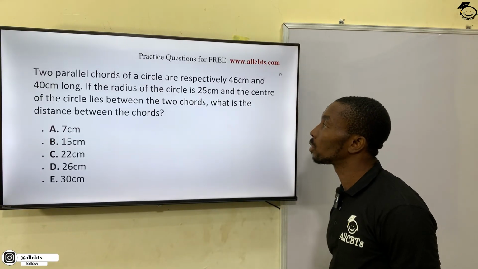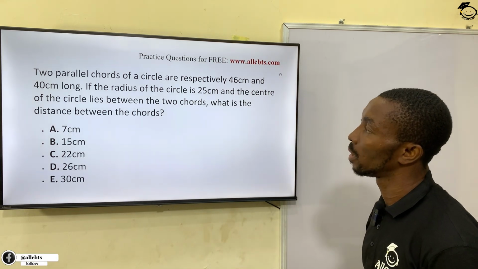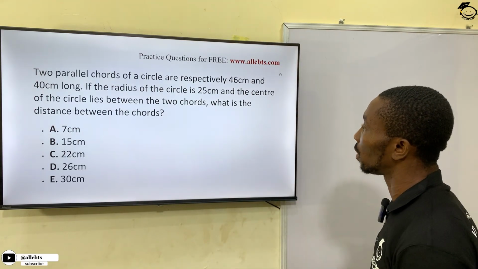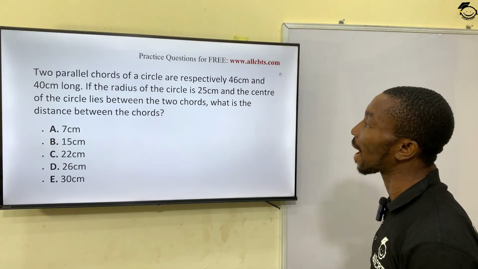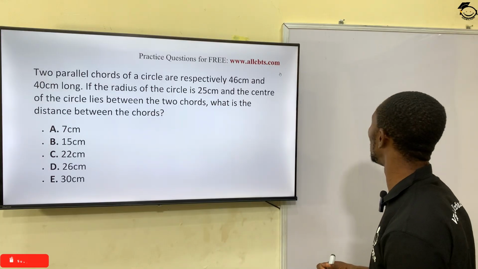Two parallel chords of a circle are respectively 46 centimeter and 40 centimeter long. If the radius of the circle is 25 centimeter and the center of the circle lies between the two chords, what is the distance between the chords?